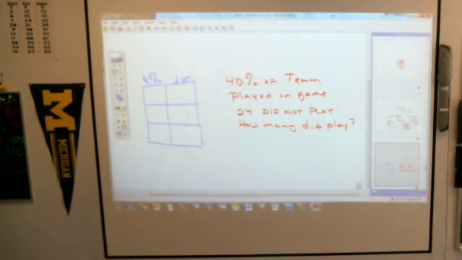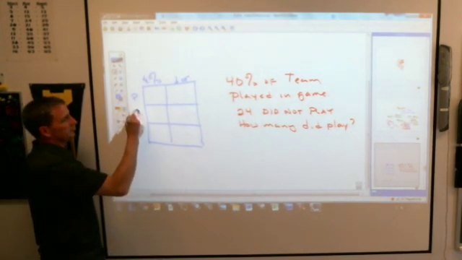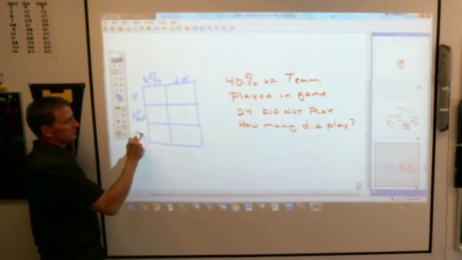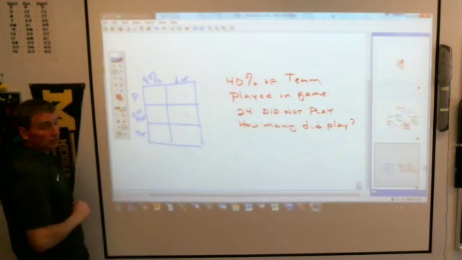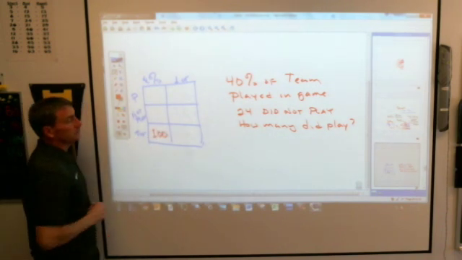Trevor Westfall, what am I comparing here? People who played in the game to people who did not play. And always this last box is going to be your total. If you're talking percentages, your total is always going to be 100 because it's out of 100.